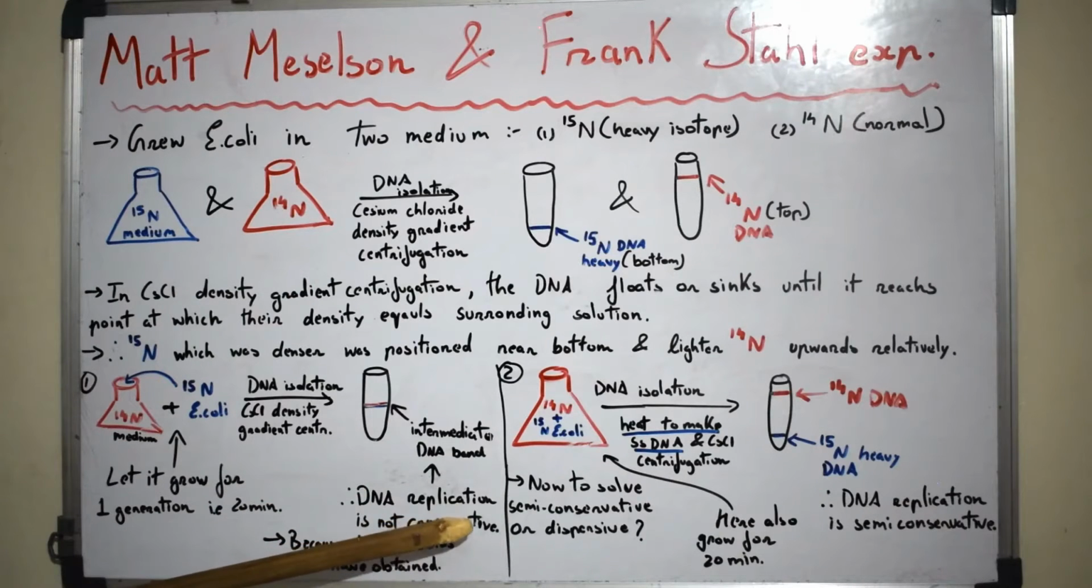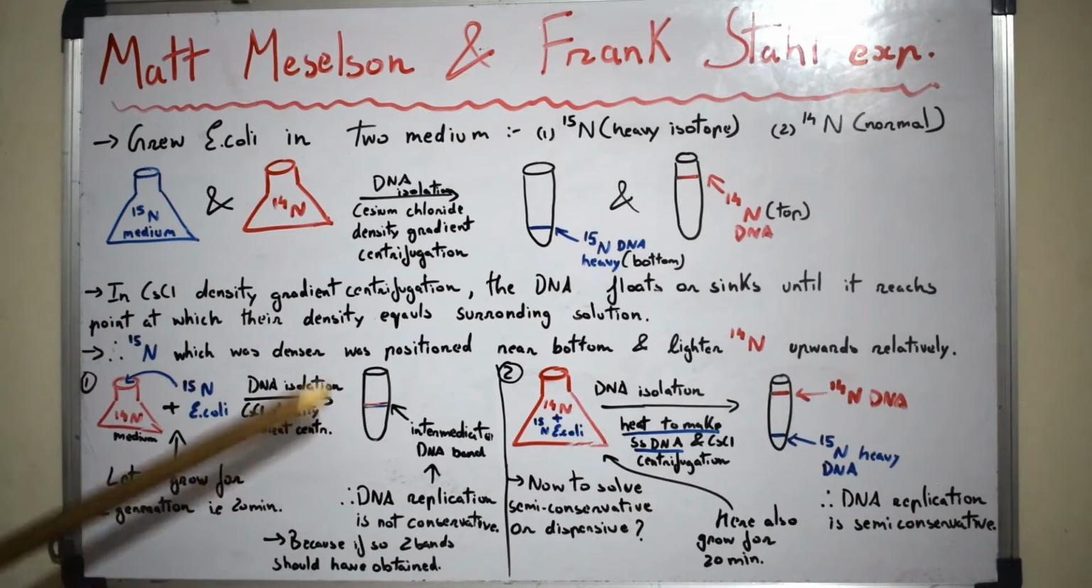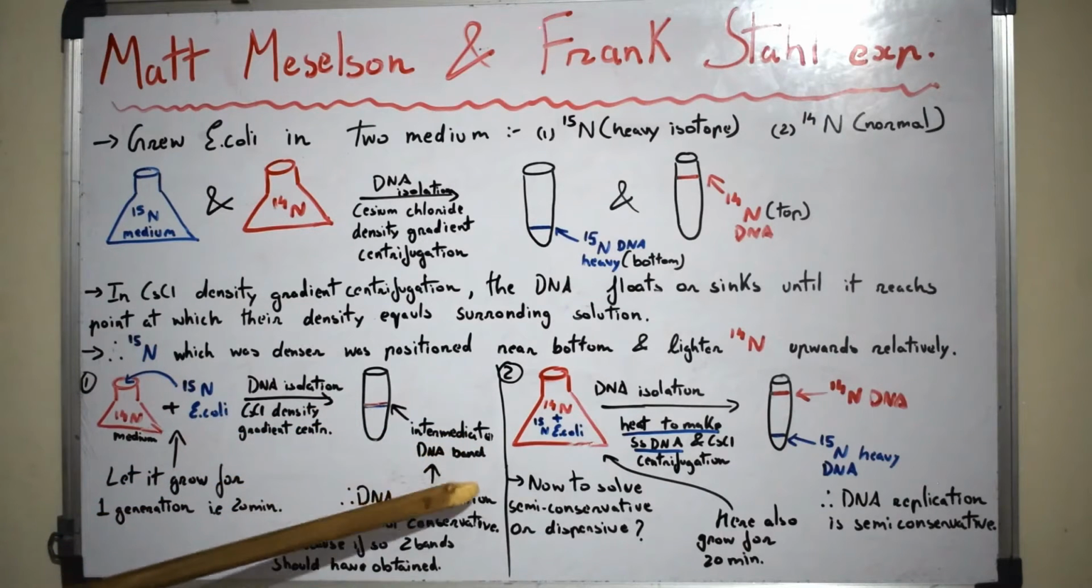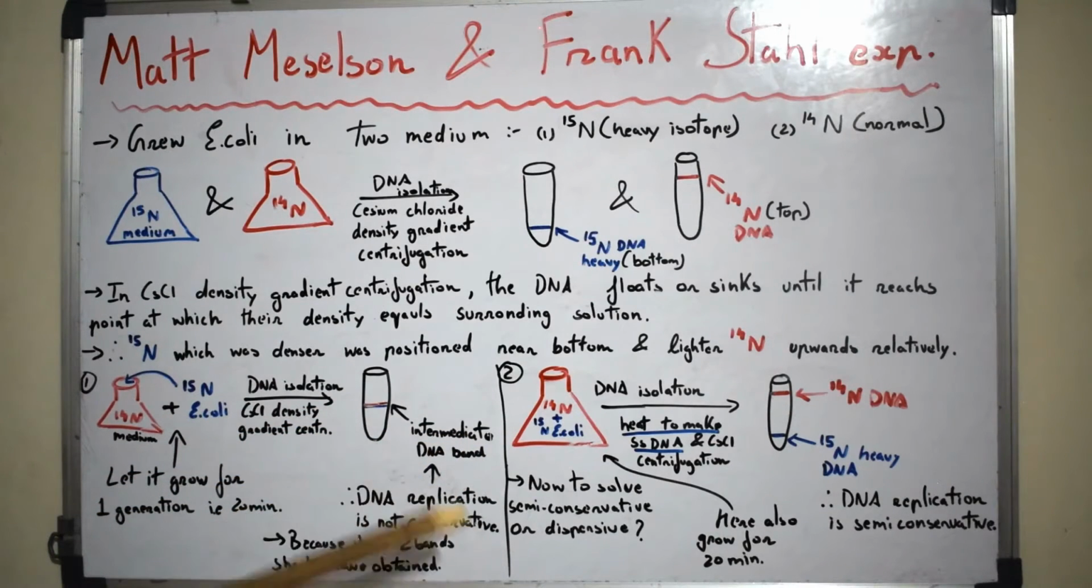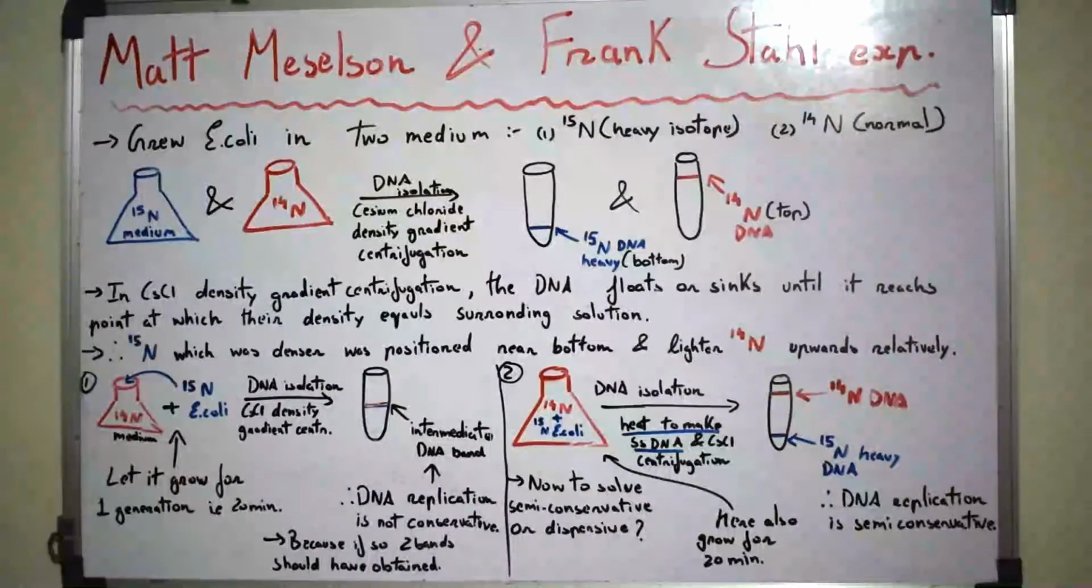That is because according to the conservative model of DNA replication, the parent DNA remains as it is and new daughter DNA is generated. So we might get a 15N parent band and a 14N daughter band here. Now this was not the case. We found only an intermediate band. Therefore, DNA replication is surely not conservative. Okay. Now this leaves us two things. The DNA replication can be either semi-conservative or dispersive.